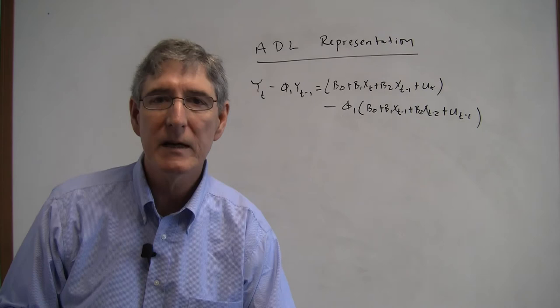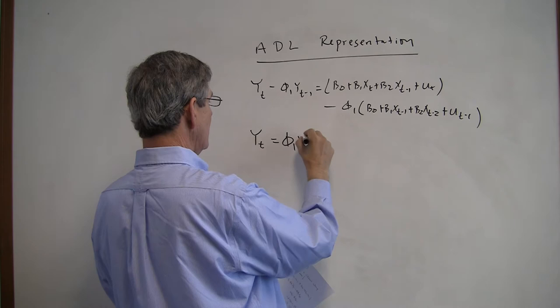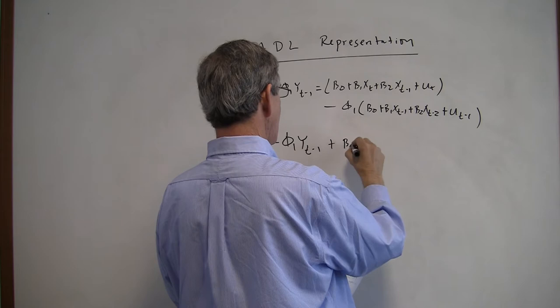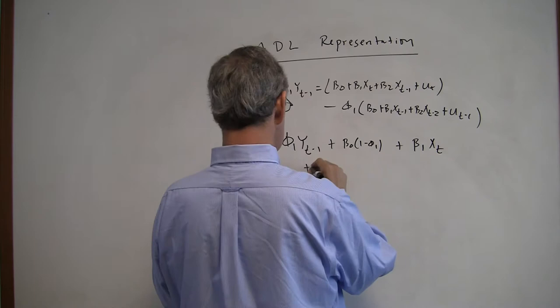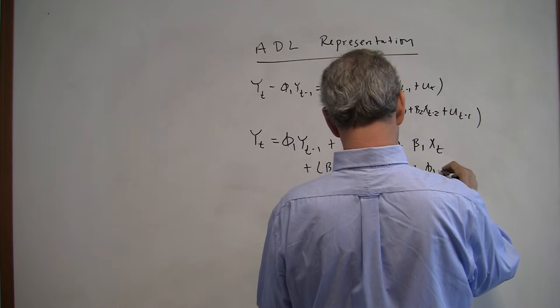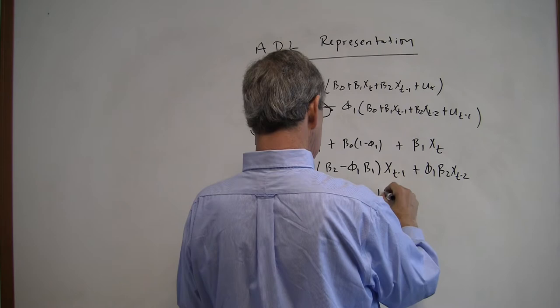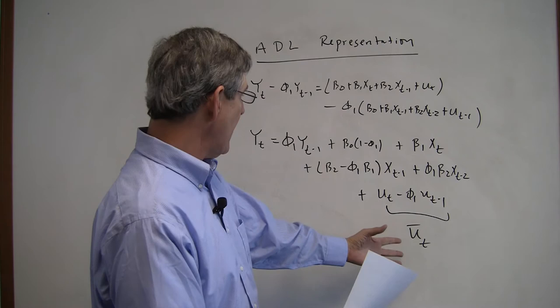So you could write, just after a tiny bit of algebra, that y_t is phi 1 y_{t-1} plus beta naught times 1 minus phi 1, again, those two terms together, plus beta 1 x_t plus beta 2 minus phi 1 beta 1 x_{t-1} plus phi 1 beta 2 x_{t-2} plus u_t minus phi 1 u_{t-1}. And again, this is what I originally called e_t, but this is u bar t. So we have the right error. So you could estimate this with OLS.